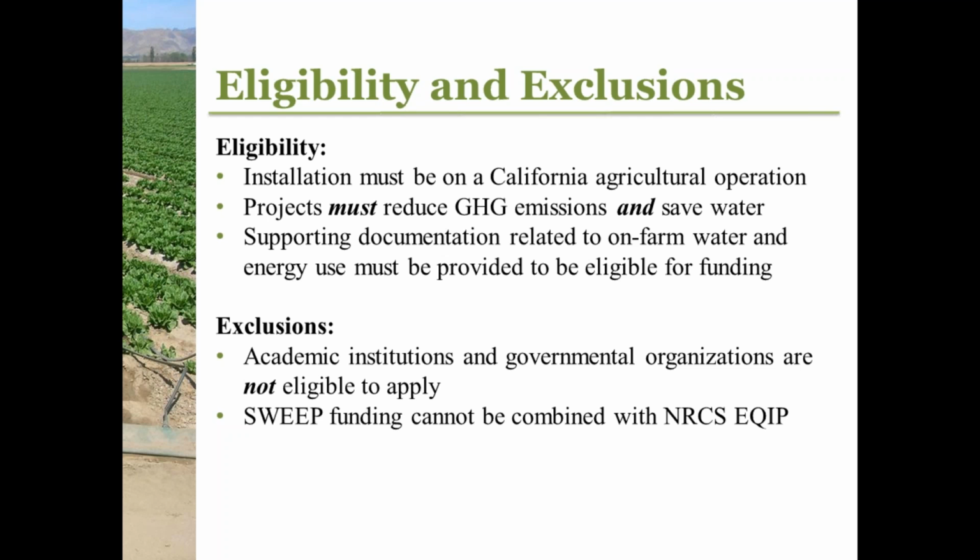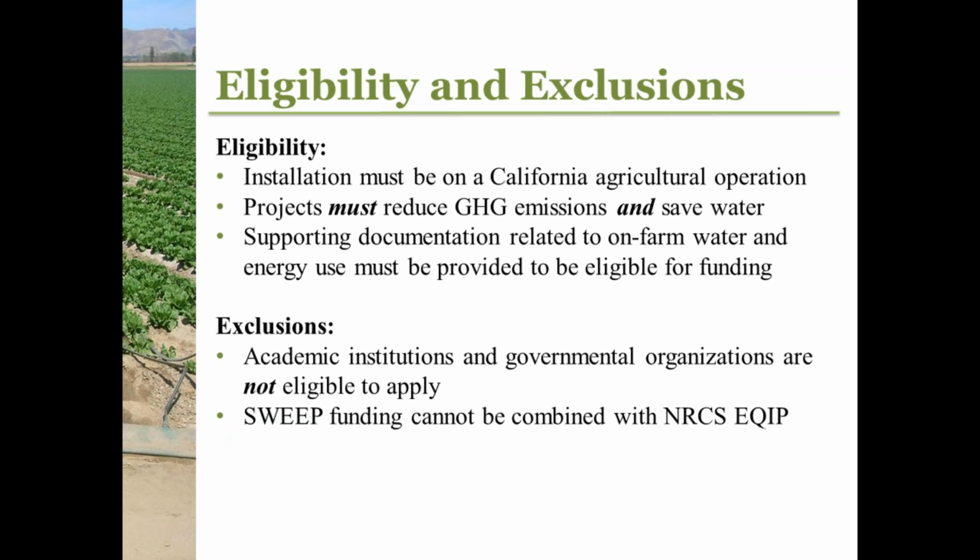One main eligibility is that the installation must be on a California agricultural operation. For the purpose of this program, an ag operation is defined as row, vineyard, field, and tree crops, commercial nurseries, nursery stock production, and greenhouse operations. Again, I want to emphasize that every project must reduce greenhouse gas emissions and save water. Another important aspect of this program is that supporting documentation related to on-farm water and energy use must be provided in order to be eligible for funding.